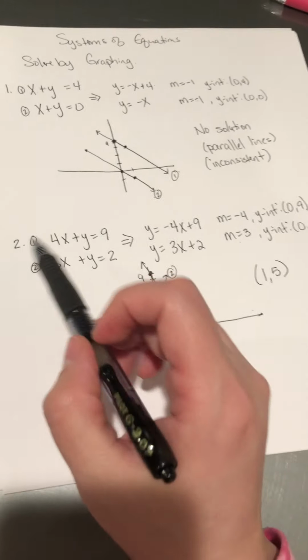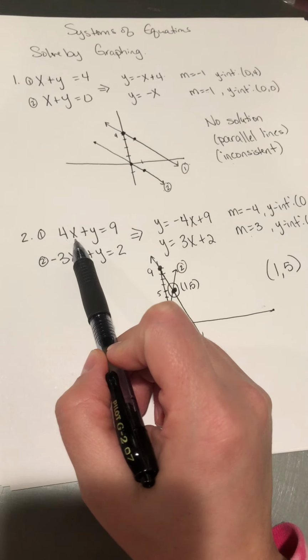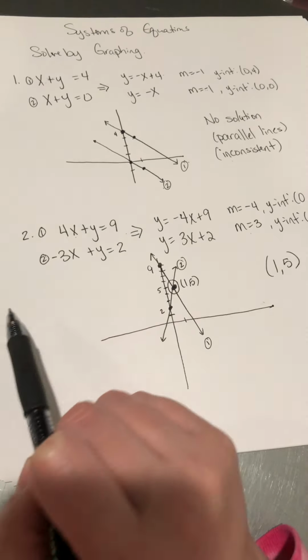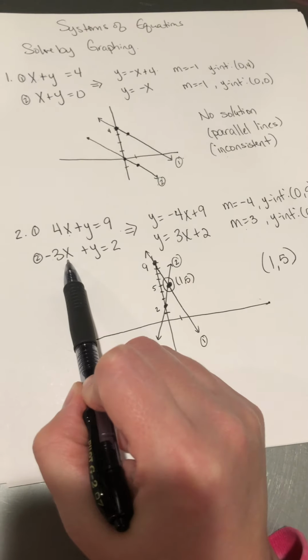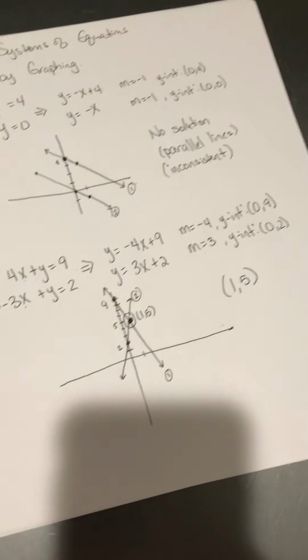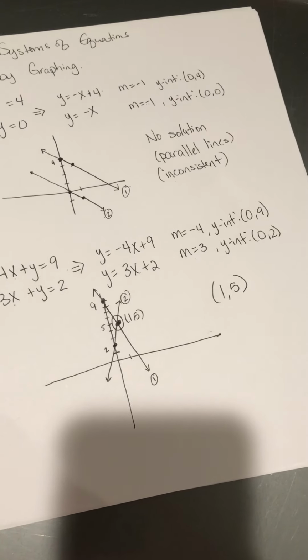And you can check these, of course, plug them in. 4 times 1 is 4, plus 5 is 9. That one checks. And then plug it in here. Negative 3 times 1 is negative 3, plus 5 is 2. So that does check out. So you can always check your answer when you're finished.